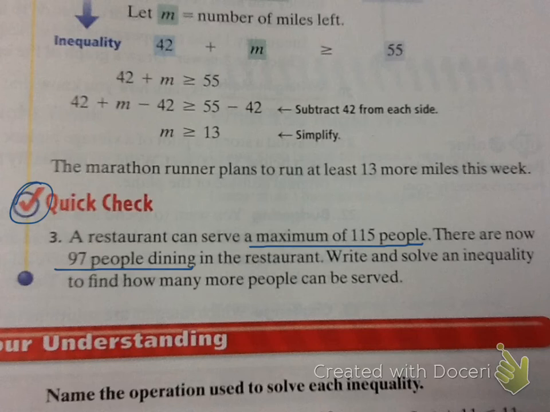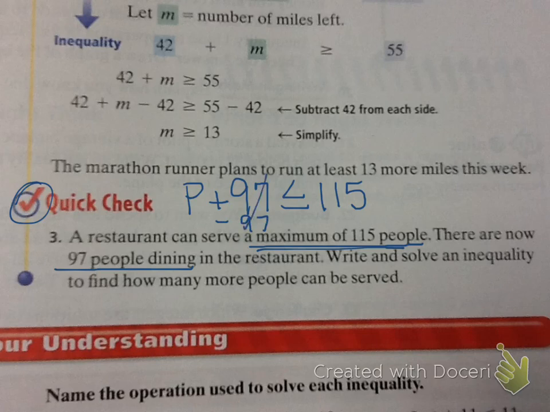So we know that we have P number of people still able to serve, plus the 97 that we are serving is going to be less than or equal to 115, because it can't be more than 115, but it can be 115. That's the max. So this is your inequality. In order to solve this you want to take this 97 off the left side to cancel that out, and you need to take the 97 off the right side. And if you work that out, you would get P is less than or equal to 18 people. So you can serve 18 or fewer people.